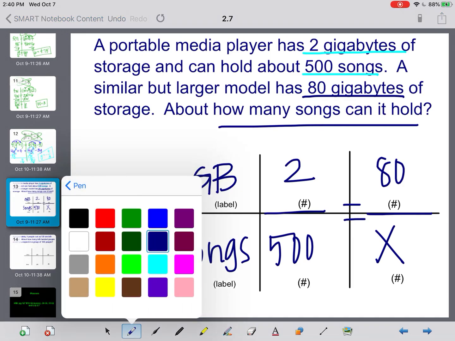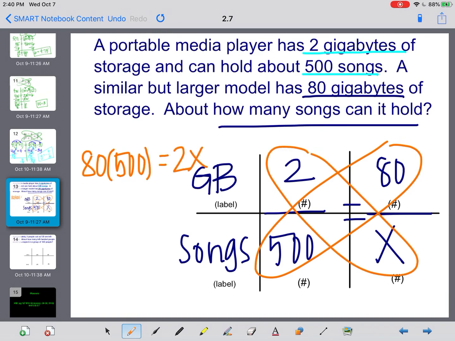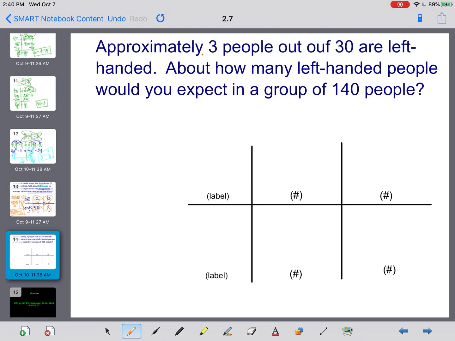Okay, so think of these as being a proportion, both equal to each other, and I'm going to use cross products to try to solve this. So I have 80 times 500, which has to be equal to 2 times x. 80 times 500 gives us 40,000. And to get the 2 and the x apart, I'm going to divide by 2. That tells me that an 80 gigabyte portable media player should hold 20,000 songs.